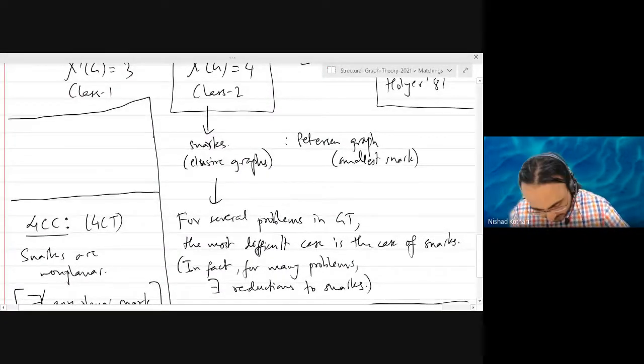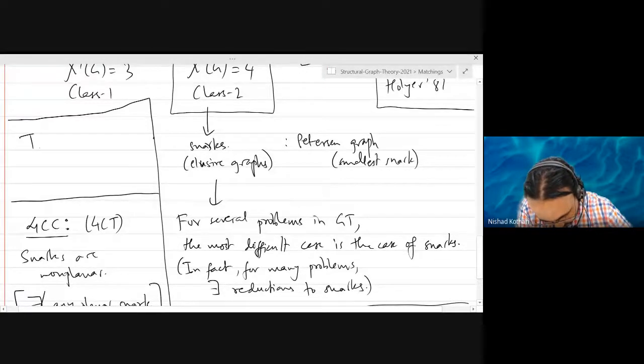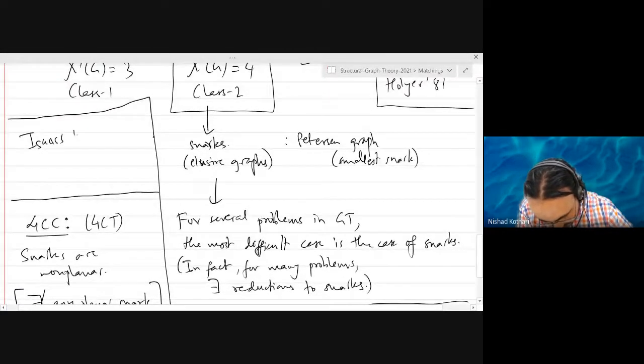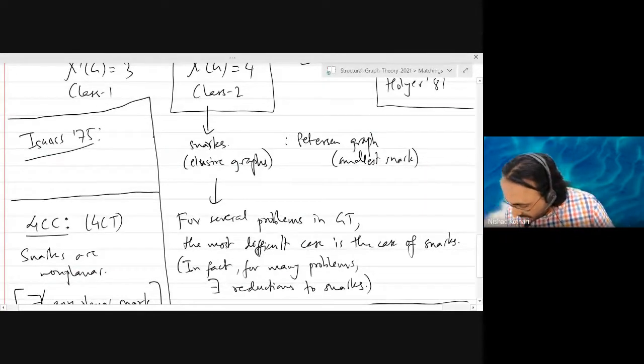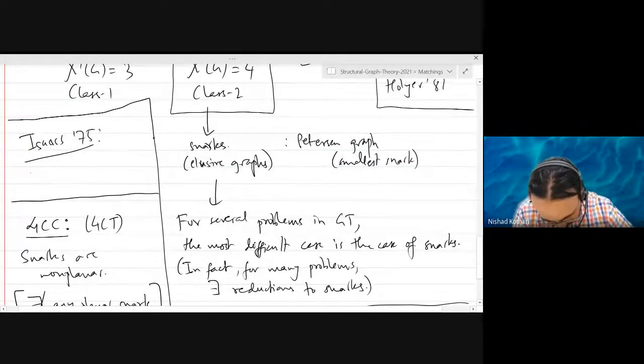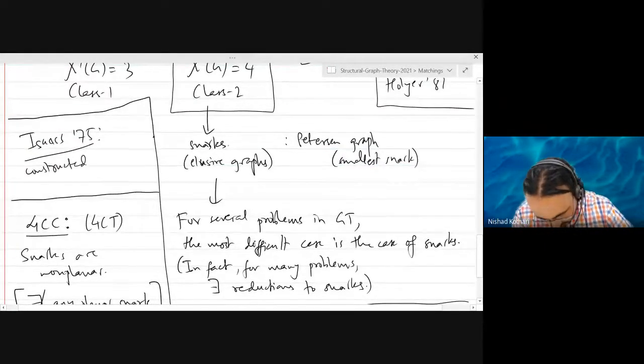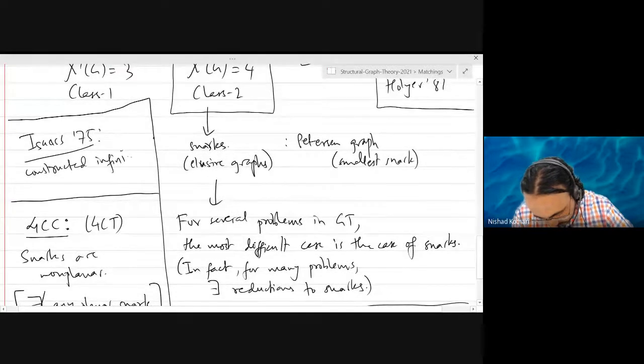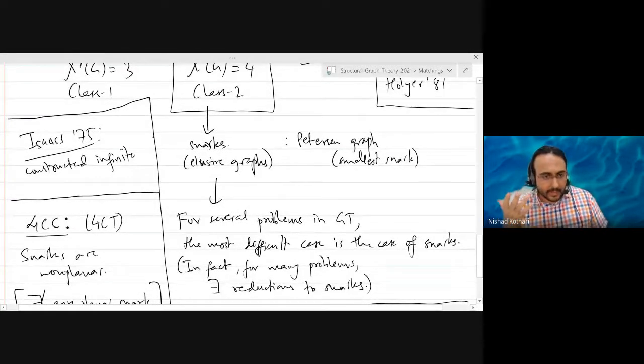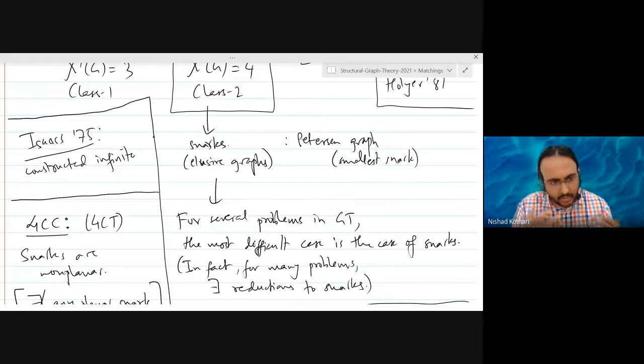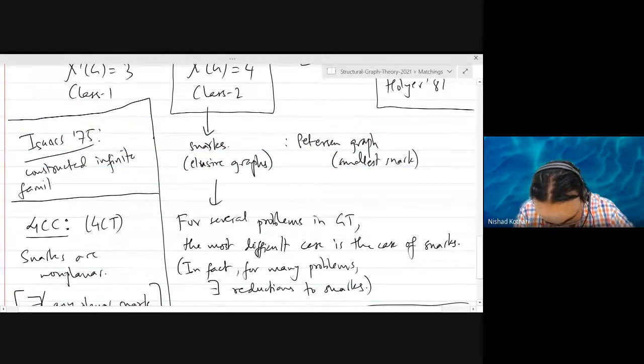Let me put some other things that I wanted to mention. Isaacs in 1975 constructed infinite families of snarks. Until that point, researchers did not know how to get infinitely many snarks. They knew some snarks, one on 10 vertices, one maybe on 18 vertices or 20, but they did not know any way of constructing an infinite family. So Isaacs was the first one to do that.